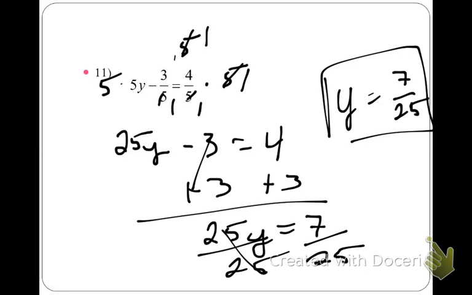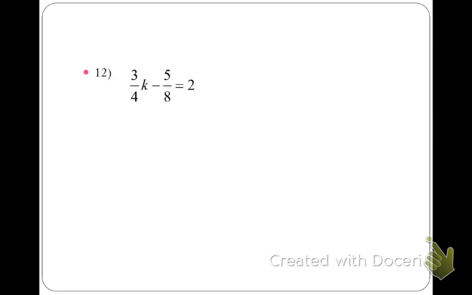7 over 25. Now, are we doing least common multiple for your denominators? What's your least common multiple? 8. Multiply by 8, multiply by 8, multiply by 8. Okay?